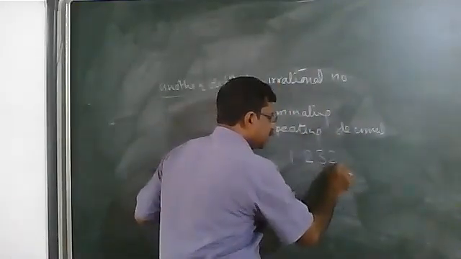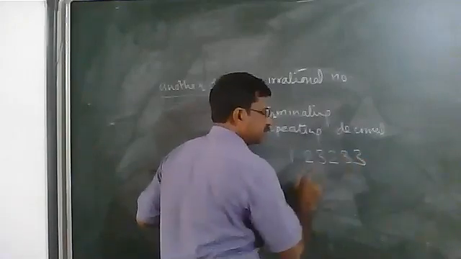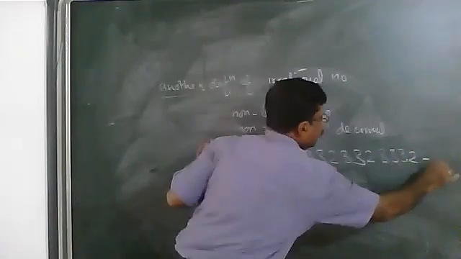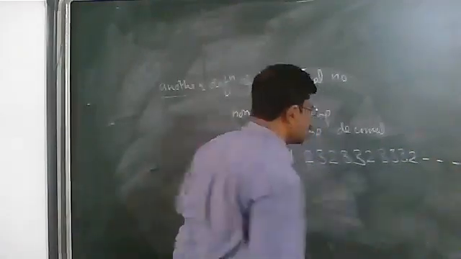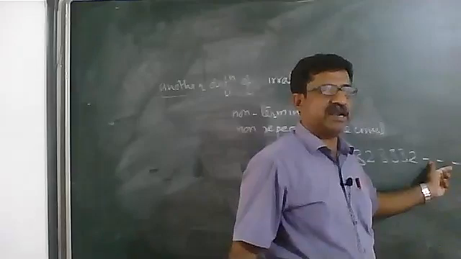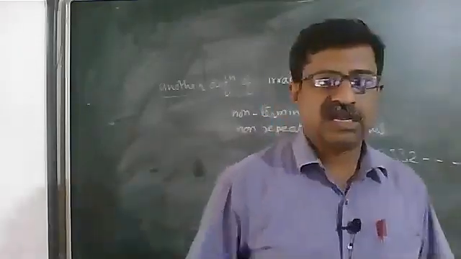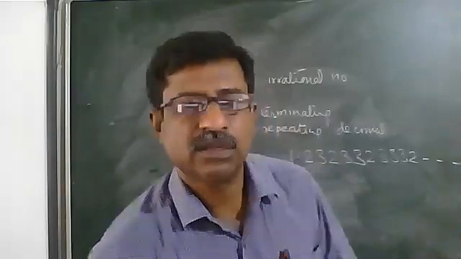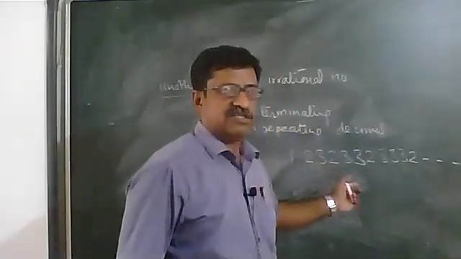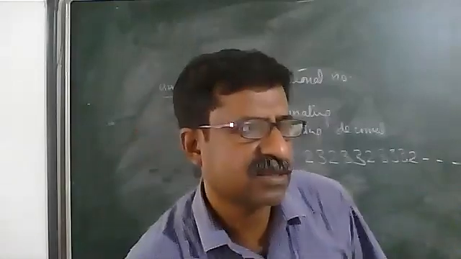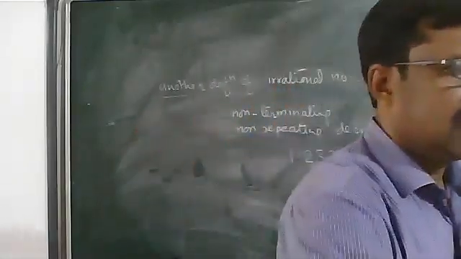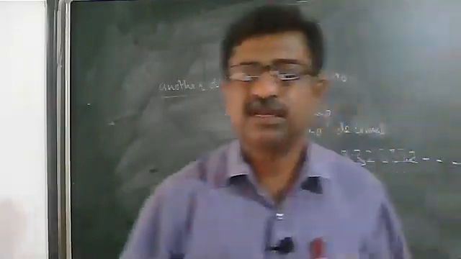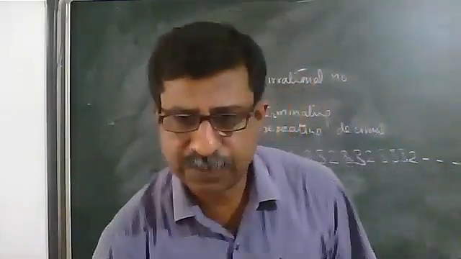If it is not repeating after 2, 3, don't write 2, 3 again. You write some other number. Suppose we write 2, 3, 3, and after that 2, 3, 3. The dots show that it has not ended and it is not repeating. Such type of numbers are known as irrational numbers. Clear?